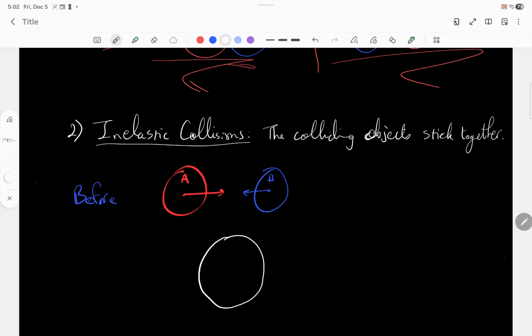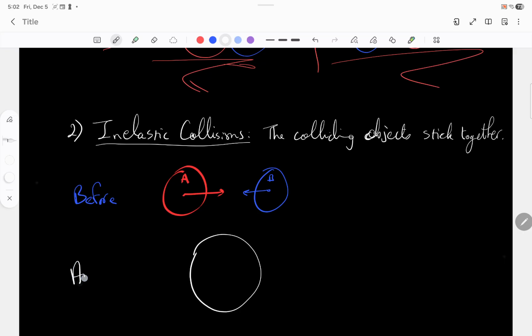Now, what does that bigger mass look like? I don't necessarily know. It can look like two balls that are stuck to each other, or it can look like a larger ball, depending on the material they are made from, they form a bigger object. So it doesn't really matter what the object looks like.